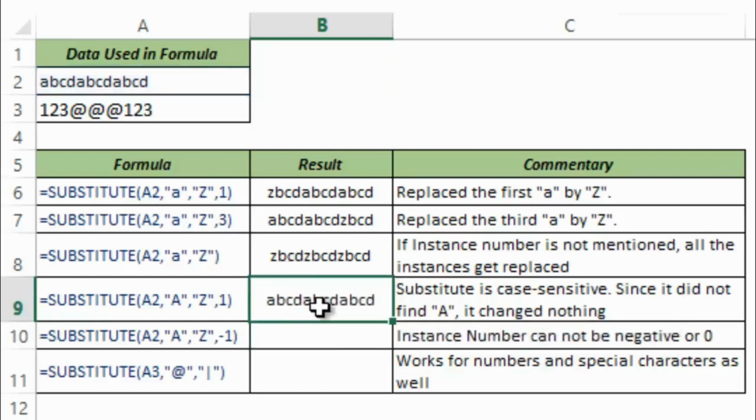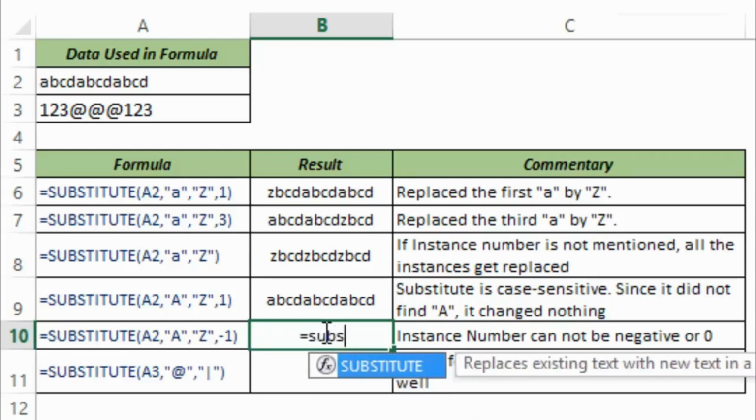Now see, nothing has changed in this text. It is the same text here in cell A2 because the substitute function cannot find capital A, and since it cannot find it, it cannot change it. Now you can give the instance number as a positive number. You cannot give this as a negative number. If you do that, the function would give you an error.